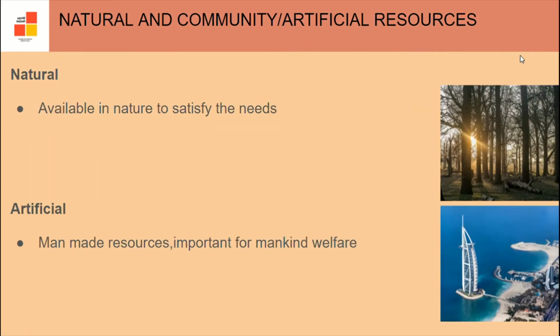Natural resource: available in nature. Example, water, sunlight, air. It is our responsibility to protect them. Artificial resource: available to a person as a member of the community, provided by the government. This may be human or non-human. Example, roads, parks, hospitals. These are also called community resources.